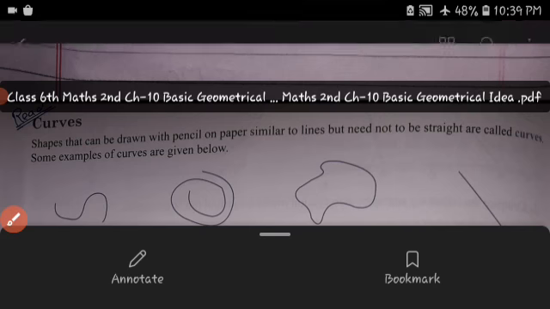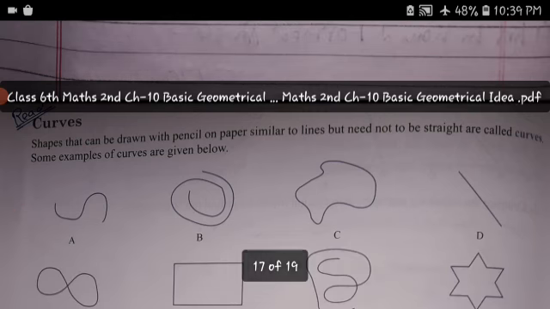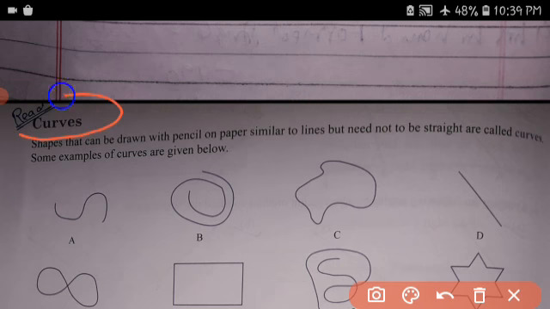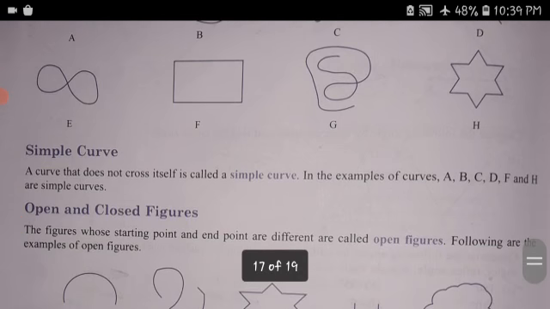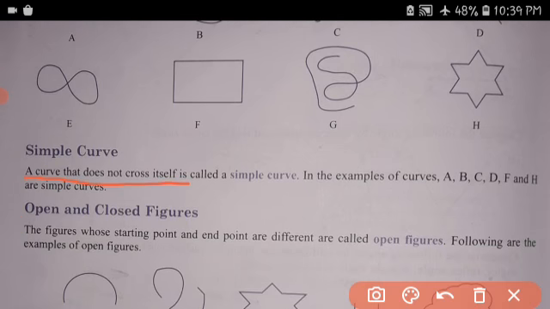Now children, here we are starting curves. What is a curve? A shape that can be drawn with a pencil on paper, similar to a line but not needing to be straight, is called a curve. Some examples of curves are given below. A simple curve is a curve that does not cross itself.